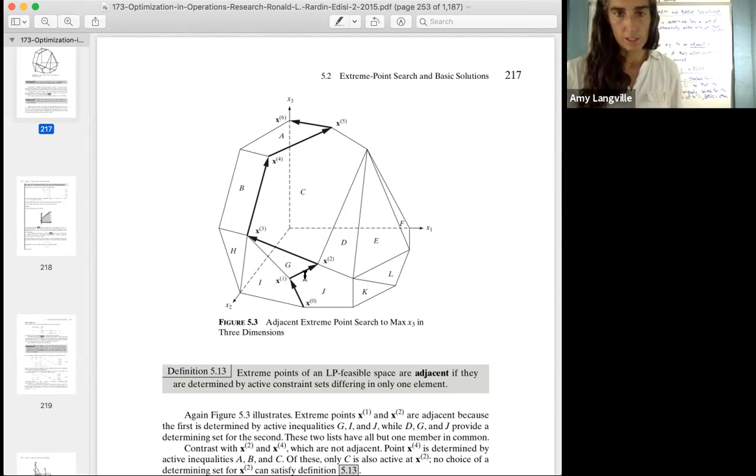So for instance, let's go from x2 to x4. Clearly not adjacent. There's no way to get there. You have to go through x3 first. You can't just travel through the middle of a face. That's not how the simplex works. It's impossible for us to do that.